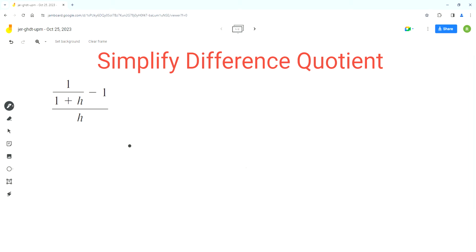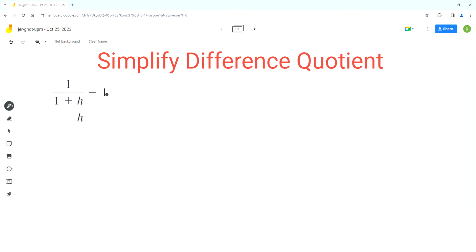So in this video, we'll simplify this difference quotient expression. As you can see, this expression is in the form of a fraction. In the numerator, we have a fraction 1 over 1 plus h, minus 1, and in the denominator, we just have an h. Now in order to simplify this expression, we cannot do anything in the denominator because it's just an h. We can combine the terms here.